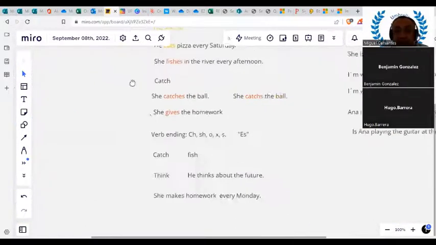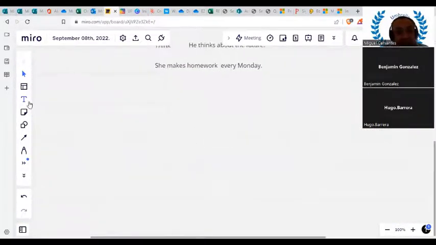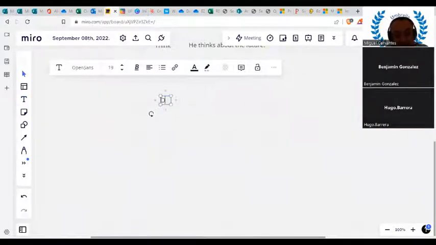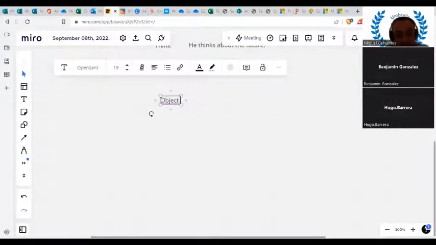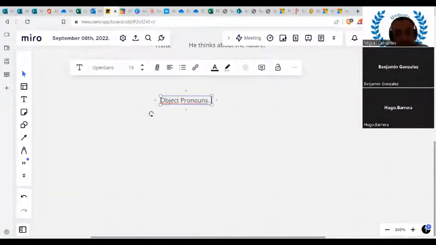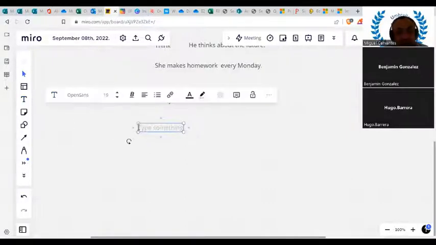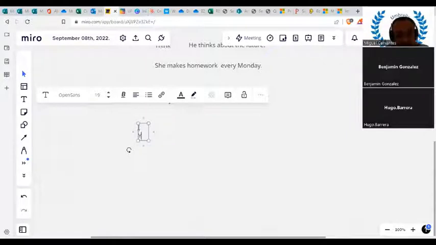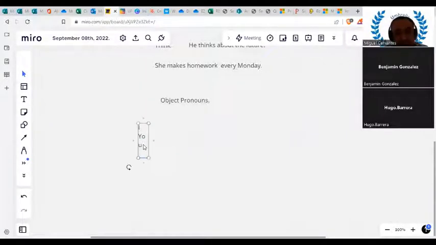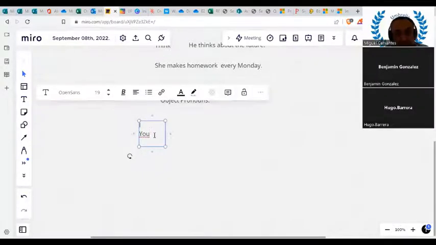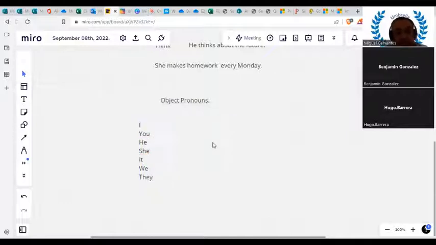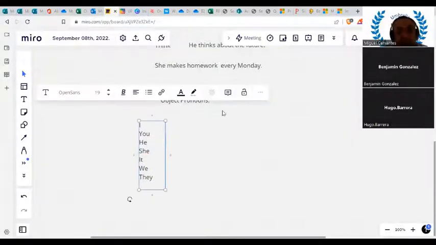Okay, look at this. Object pronouns. Object pronouns are super easy, my friends. For example, I'm going to write personal pronouns. Personal pronouns are I, you, he, she, it, we, and they. Remember, all of them are personal pronouns.